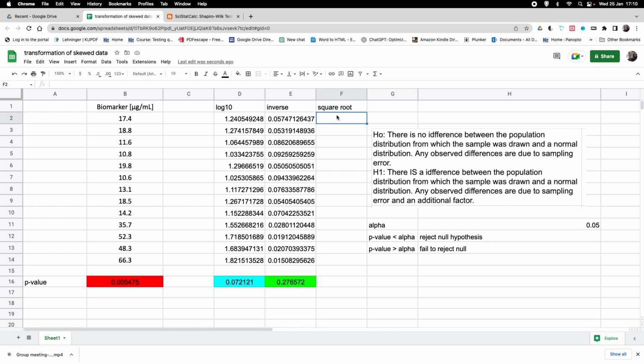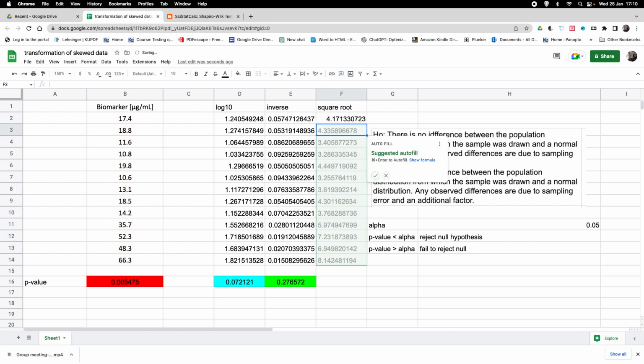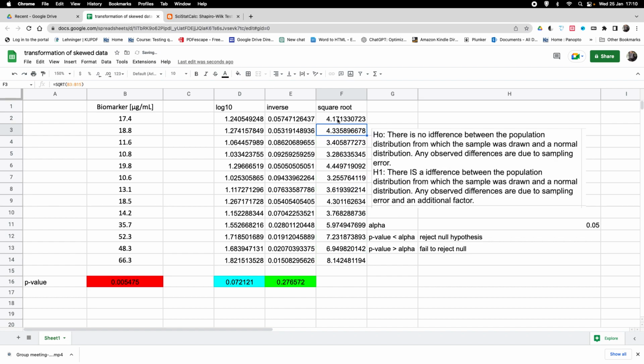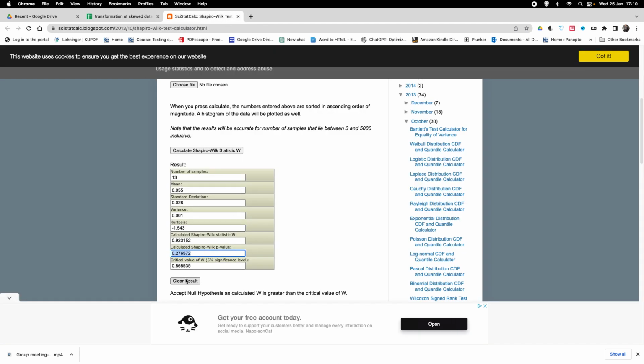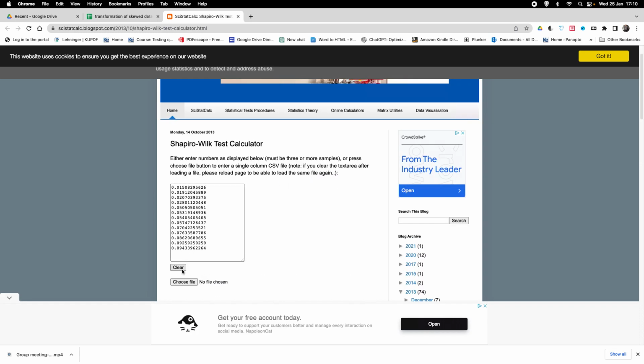So that would be the square root of our biomarker concentration. So that's the square root here. Let's calculate the square root of the data of our biomarker. Okay. And the program does the calculation. So here we've got the square roots. We just copy the data and go over to our Shapiro-Wilk. We clear the results. We clear the input and copy paste again.